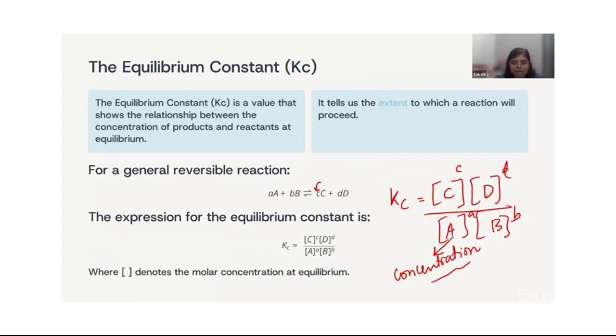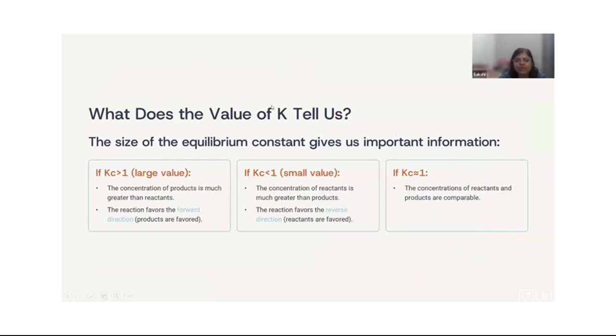Okay. So again, let us revise. It is the concentration of the products raised to the stoichiometric coefficients divided by the concentration of reactants raised to their stoichiometric coefficients. Okay, so what does the value of K tell us?